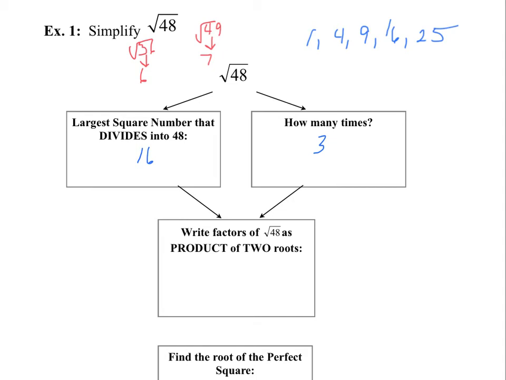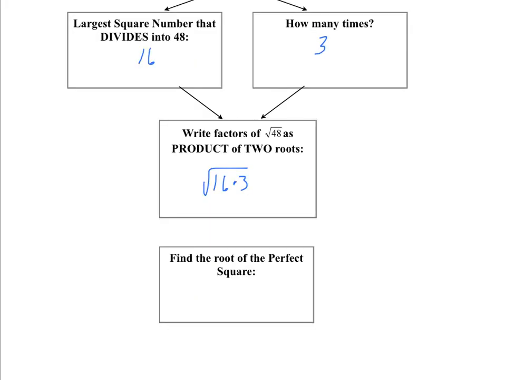So now that you've recognized what's going on here, you've got 48 broken up into a product of 16 times 3. We're basically just writing 48 in a different way. We're writing it into factors. So 16 times 3, and the reason we picked this factor pair is because 16 is a perfect square. Now that we've rewritten 48 into 16 times 3, we can break this up into square root of 16 times square root of 3.